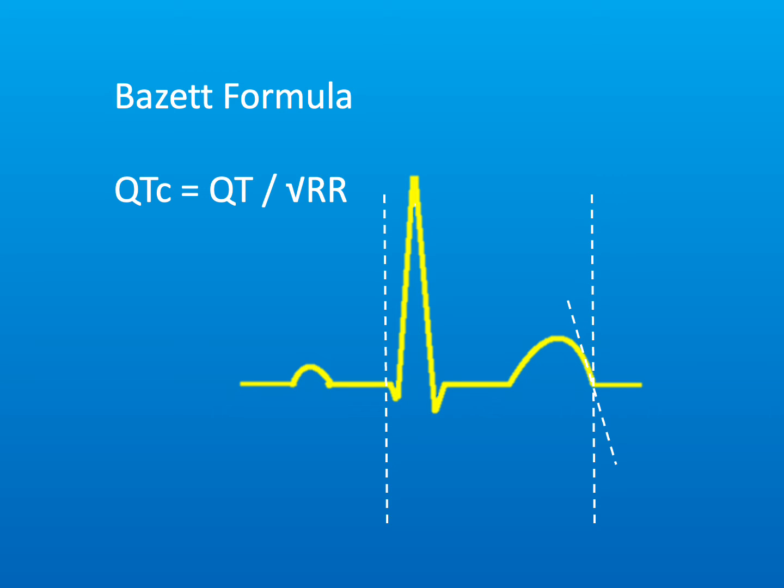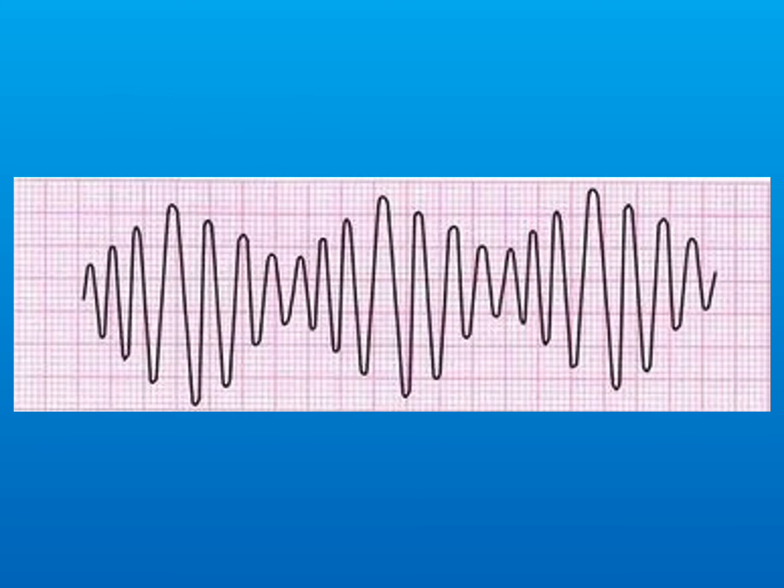The thresholds for what is a long QTc vary, but 440 milliseconds in males and 460 milliseconds in females will give you a rough guide. But a QTc of 500 or more will dramatically increase your risk of ventricular arrhythmias.